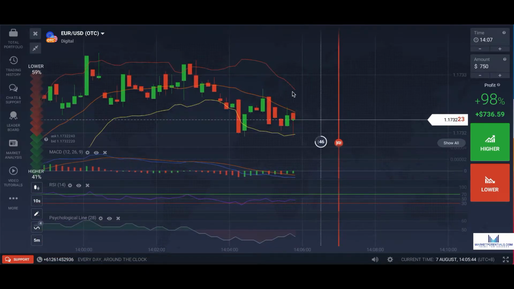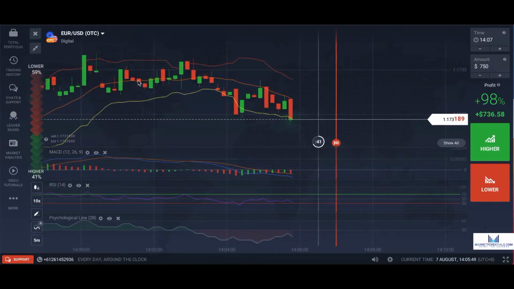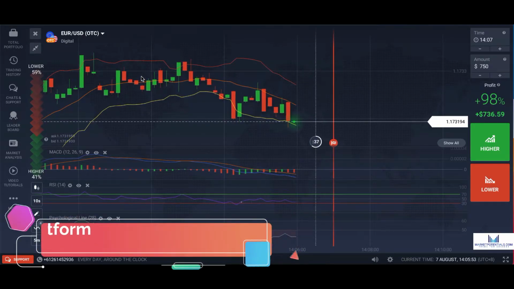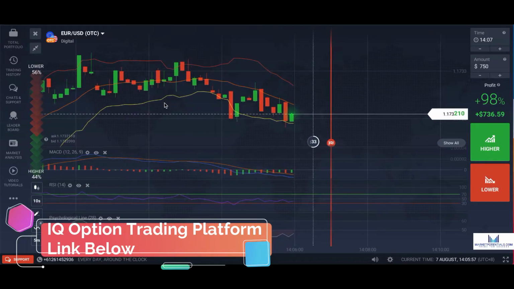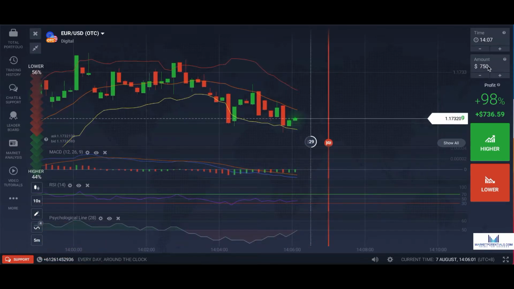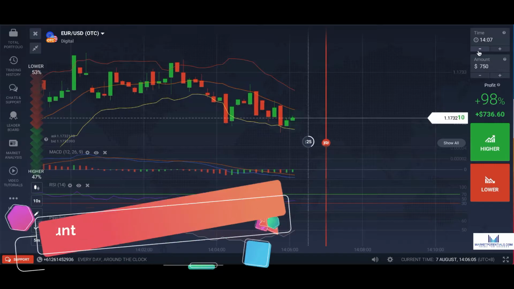Now, the first thing you want to do once you have signed in for your IQ Option platform, again, link is down below, guys, so just click on that and you get sorted out with an account. Once you're verified, you have the same access to the trading platform, which looks exactly like this. What you want to do is select the amount that you want to trade with. I'm putting $750 here. Obviously, you can change it to what you want.